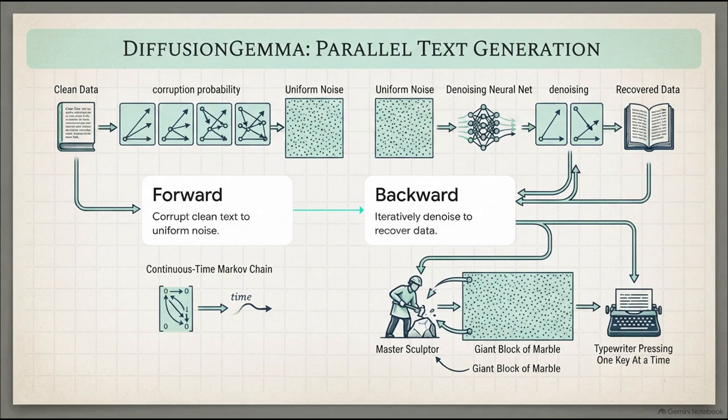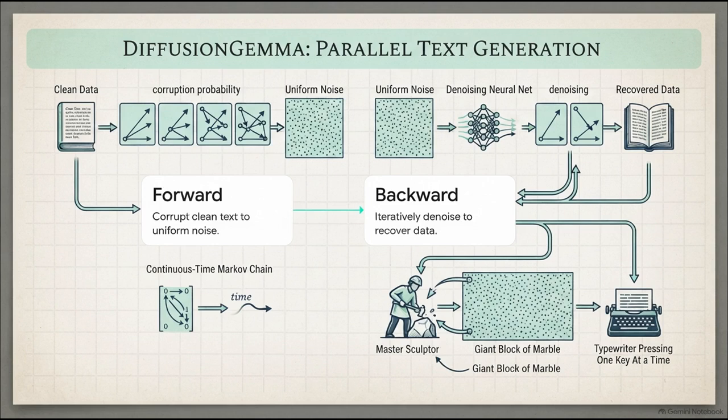Step 1 is the forward diffusion process. This takes clean, perfectly readable text and mathematically corrupts it down into pure, uniform noise. Step 2 is the backward denoising process. This is where the neural network learns to iteratively denoise that corrupted state all the way back into readable data.